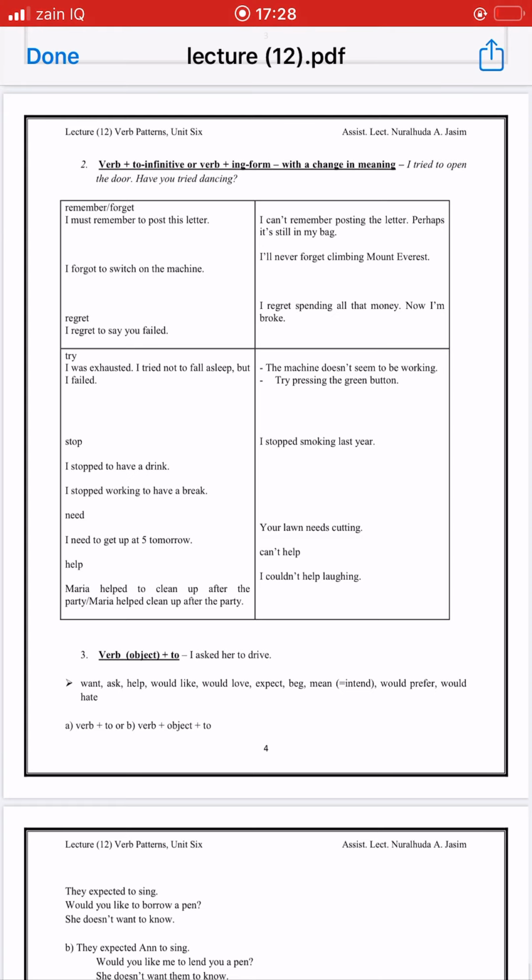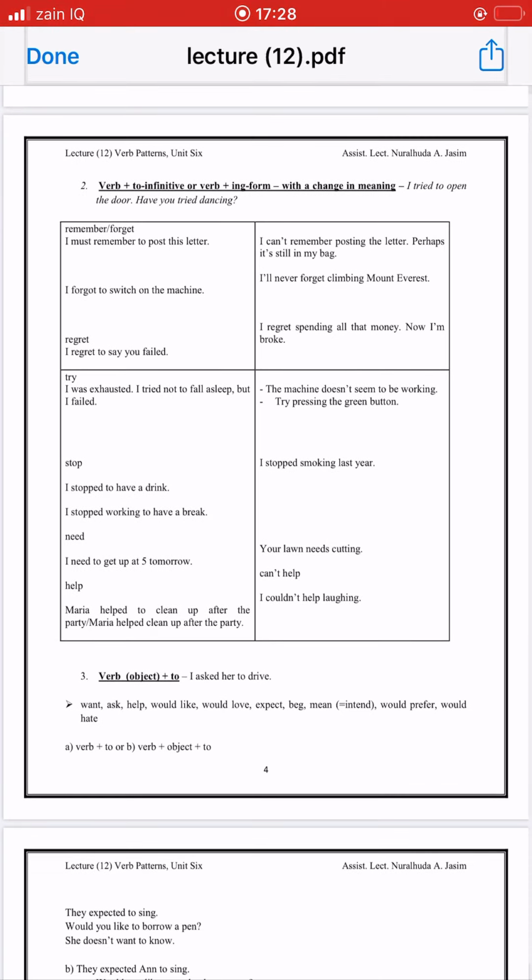For example, the verbs that come with this case are also here. I tried to open the door. Have you tried dancing? Remember, forget, and the third verb, try, also stop, need, help.